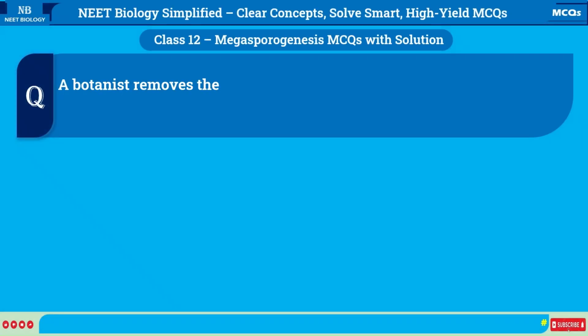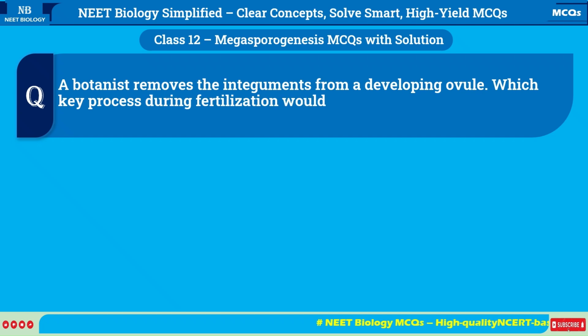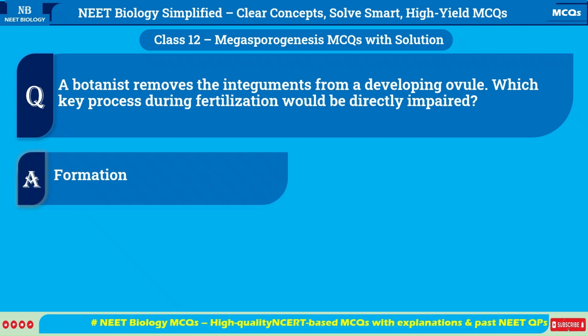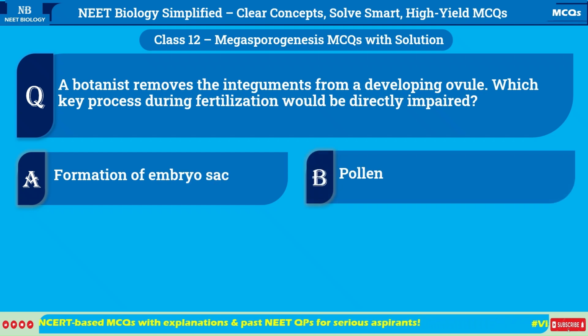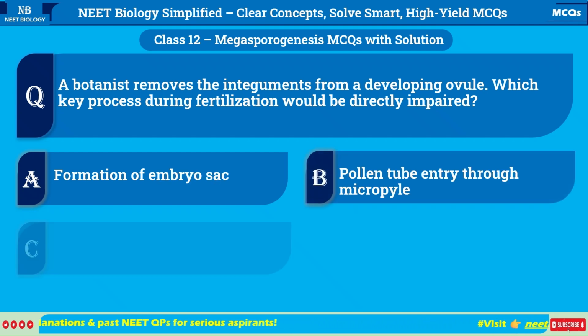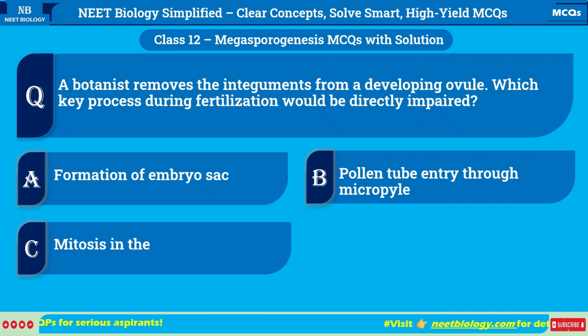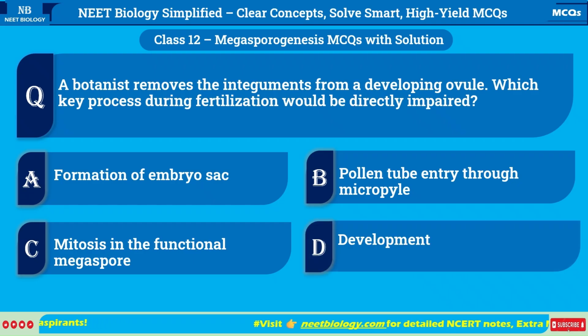A botanist removes the integuments from a developing ovule. Which key process during fertilization would be directly impaired? A. Formation of embryo sac. B. Pollen tube entry through micropyle. C. Mitosis in the functional megaspore. D. Development of funicle.